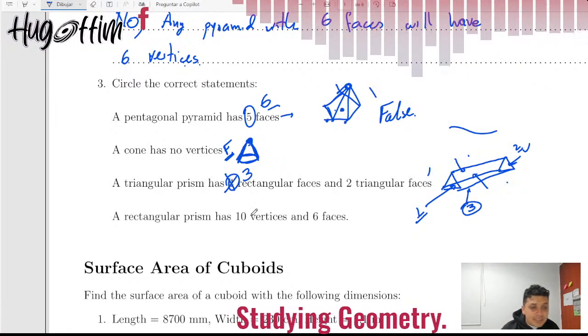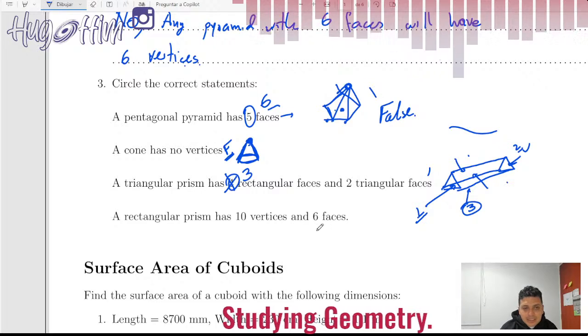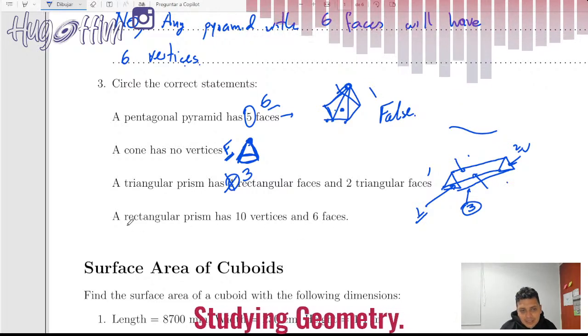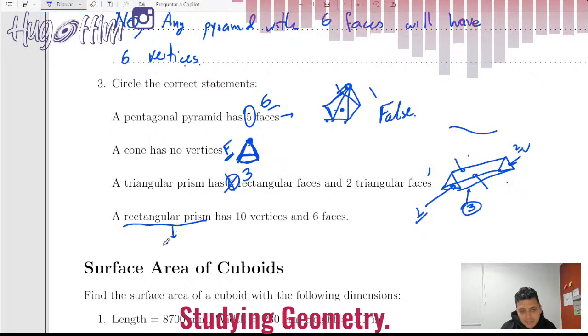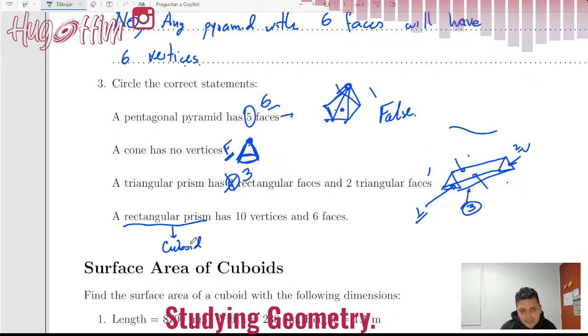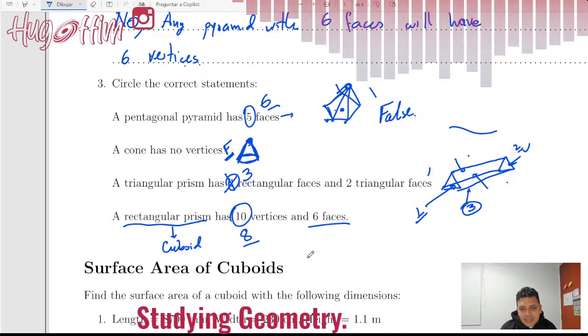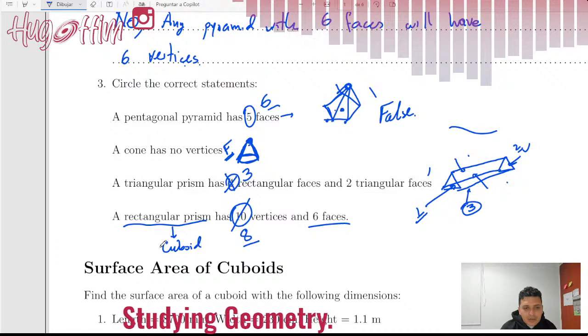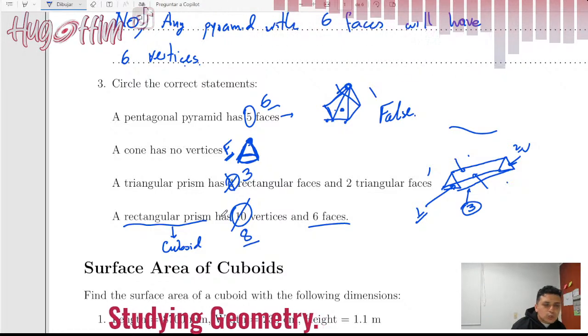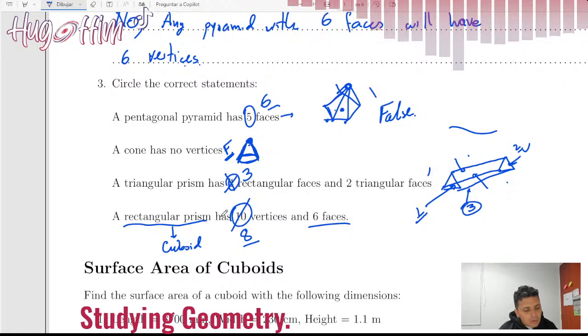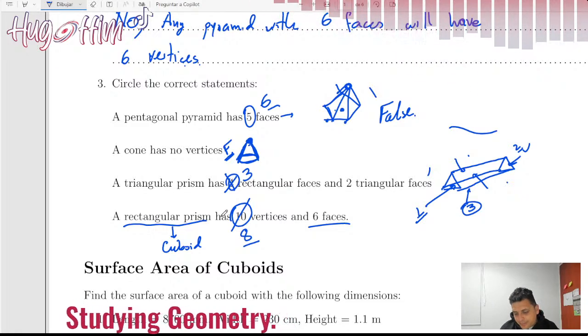And finally, a rectangular prism has 10 vertices and 6 faces. We already observed that the rectangular prism, which is the same as a cuboid, is going to have 8 vertices and 6 faces. So this is already corrected. Circle the correct statement. So all the statements were wrong.